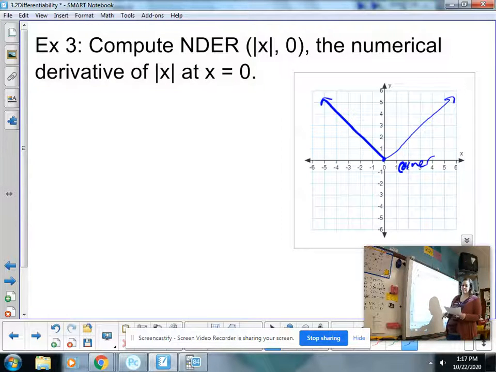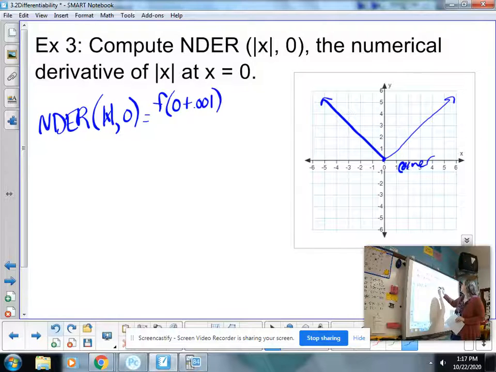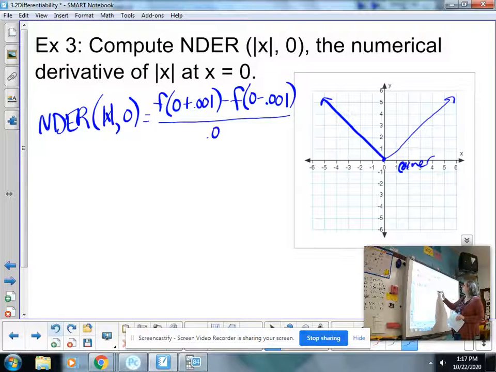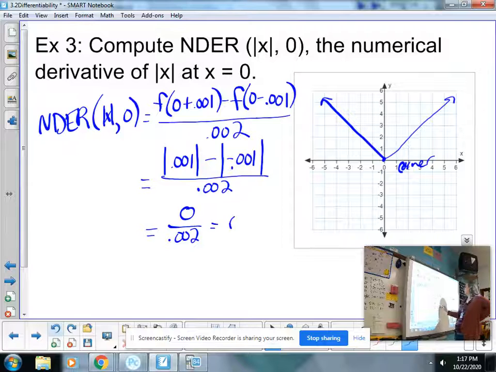But if we look at what's going on, if we set this up, we have n-deriv of the absolute value of x, and 0. So that's going to be f of 0 plus 0.001 minus f of 0 minus 0.001 all over 0.002. So this would be the absolute value of 0.001 minus the absolute value of negative 0.001 all over 0.002. Well, your top is going to equal 0. And so it looks like you should get 0 as an answer here. But we know that there's a corner here, which means we can't take the derivative.